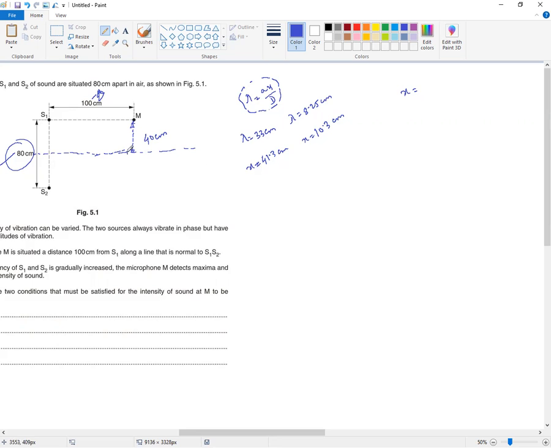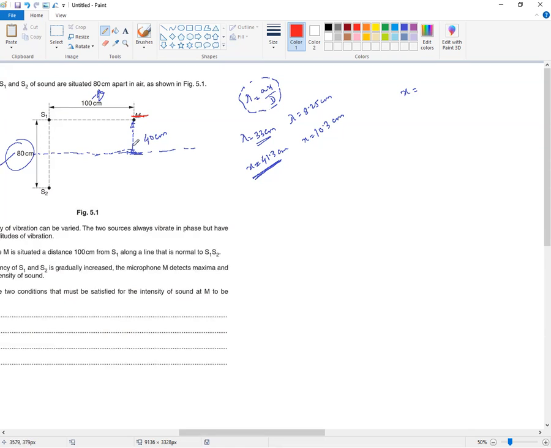Now whenever x equals 41.3 centimeter, this means what? You have to understand this thing, this is central maxima. So the next maxima for this value, when lambda equals 30 centimeter, should be at 41.3 centimeter right over here, right? It should be above, right?